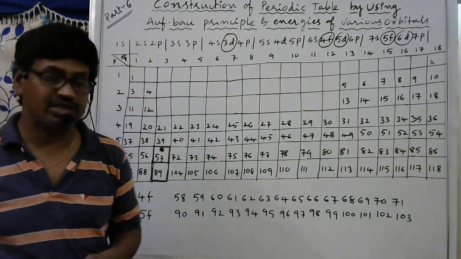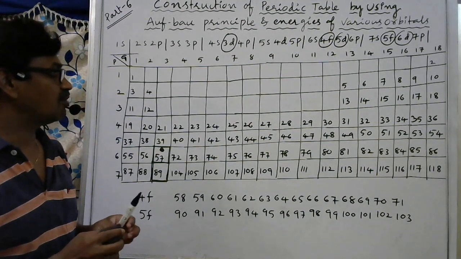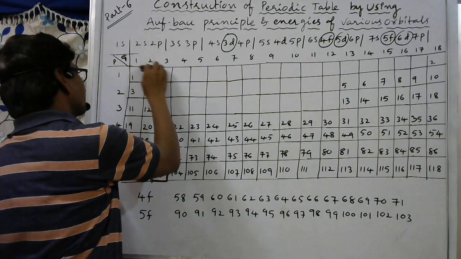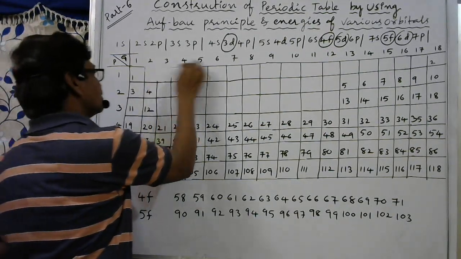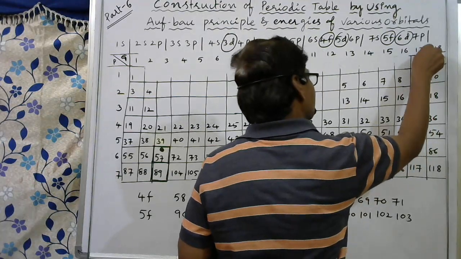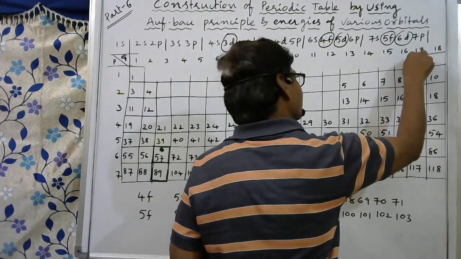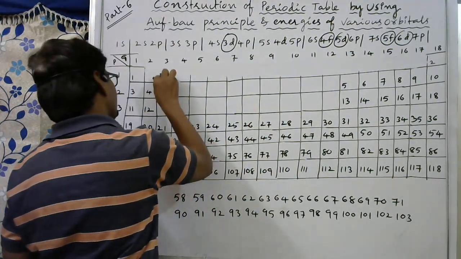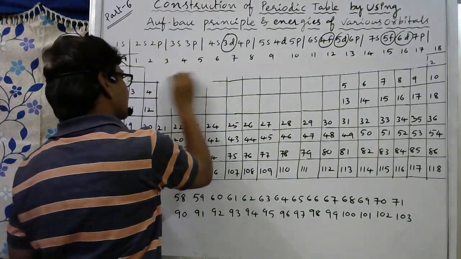Now we will get the shape of the periodic table. See here, I am removing these empty boxes. Empty boxes I am removing from here. See here, you will get the structure of the modern periodic table. This is the structure of the modern periodic table here. You can observe it now.